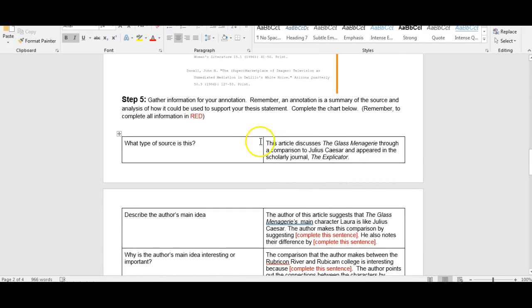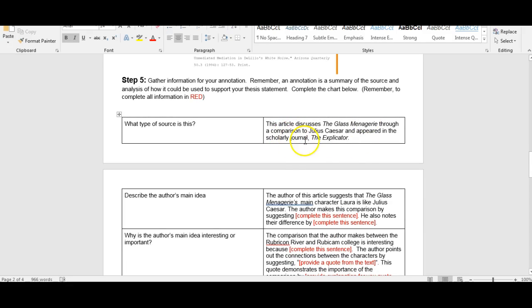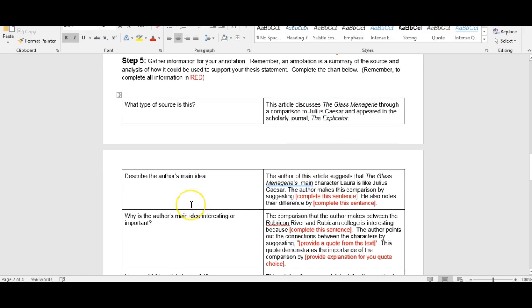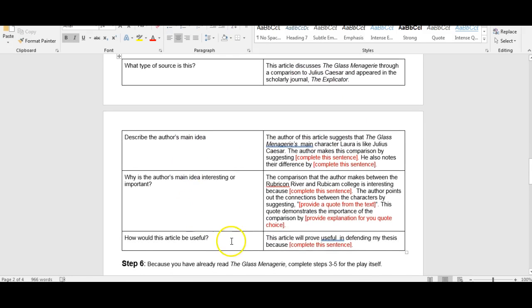All right, so this article discusses the Glass Menagerie through a comparison to Julius Caesar and appeared in a scholarly journal called The Explicator. So what is the author's main idea? All right, the author of this article suggests that the Glass Menagerie's main character, Laura, is like Julius Caesar. The author makes this comparison by suggesting what? Read the article, tell me.